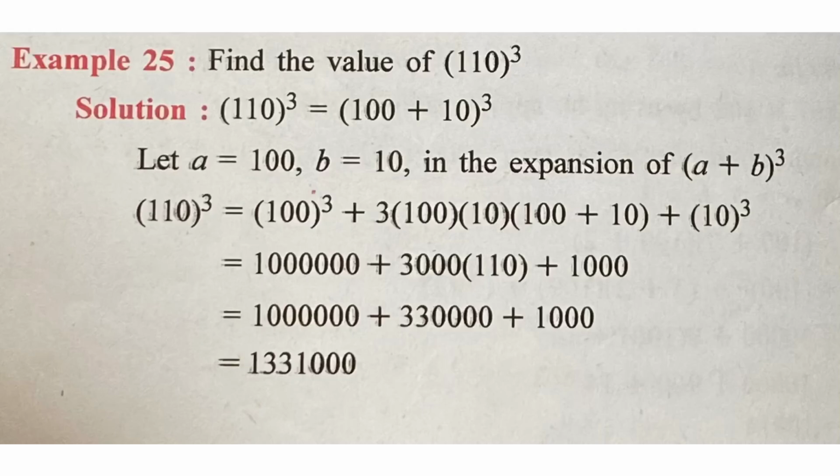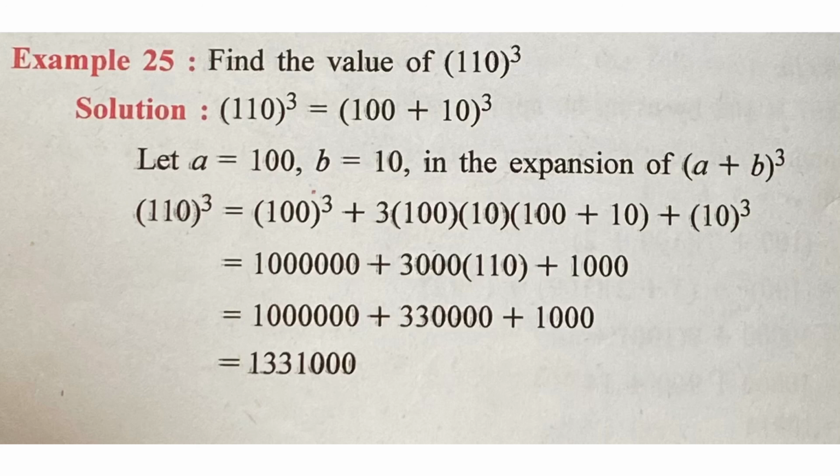Next is find value of 110³. Now 110³ can be written as (100 + 10)³. So it is of the form (a + b)³, which is equal to a³ + b³ + 3ab(a + b). Here our a is 100 and b is 10. So applying the identity, we get 110³ is equal to 100³ + 3 into 100 into 10 into (100 + 10) + 10³.